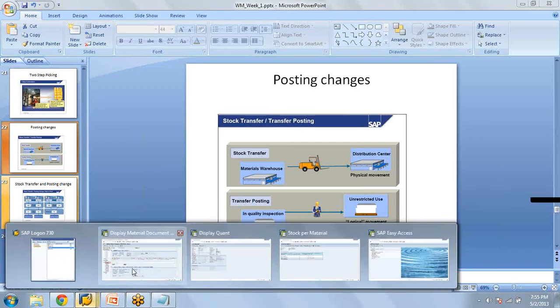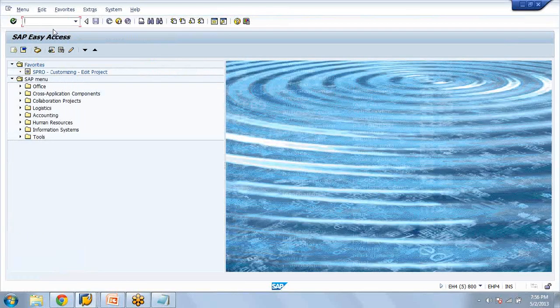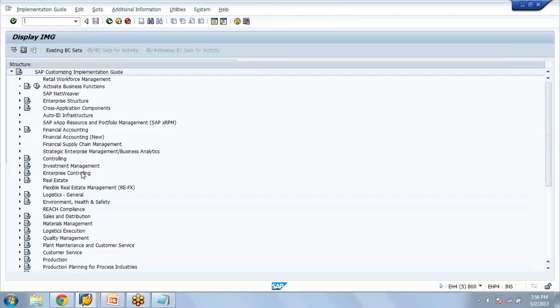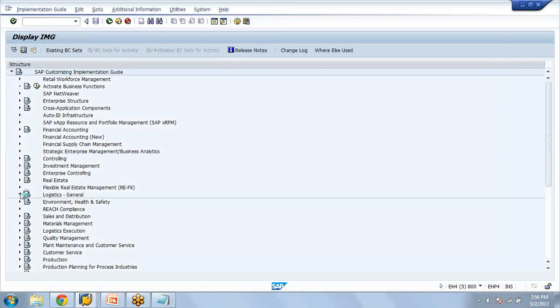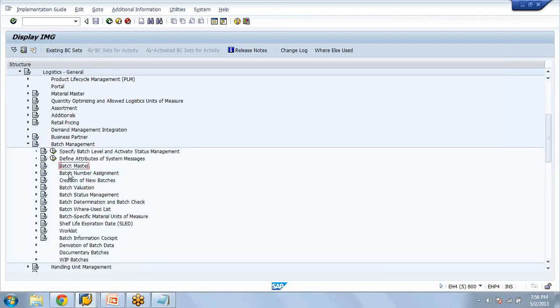Let me see. I believe not. What is the configuration record in batch management? Let's see. I believe I haven't done any configuration. Let me try for that. No, I haven't done any batch.